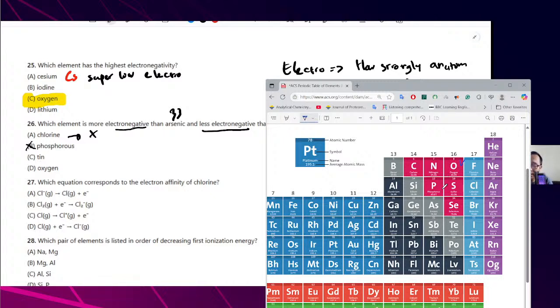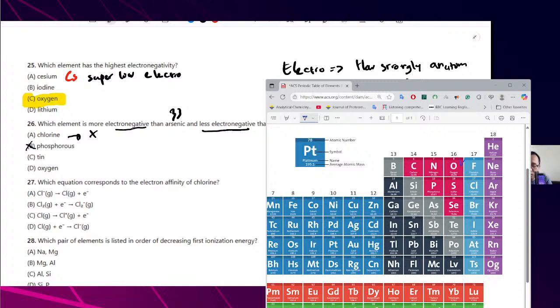However, it is still more than sulfur. Okay, both oxygen are more electronegative than sulfur as well as arsenic. So the answer should be B. Okay, all right, and then number 27.